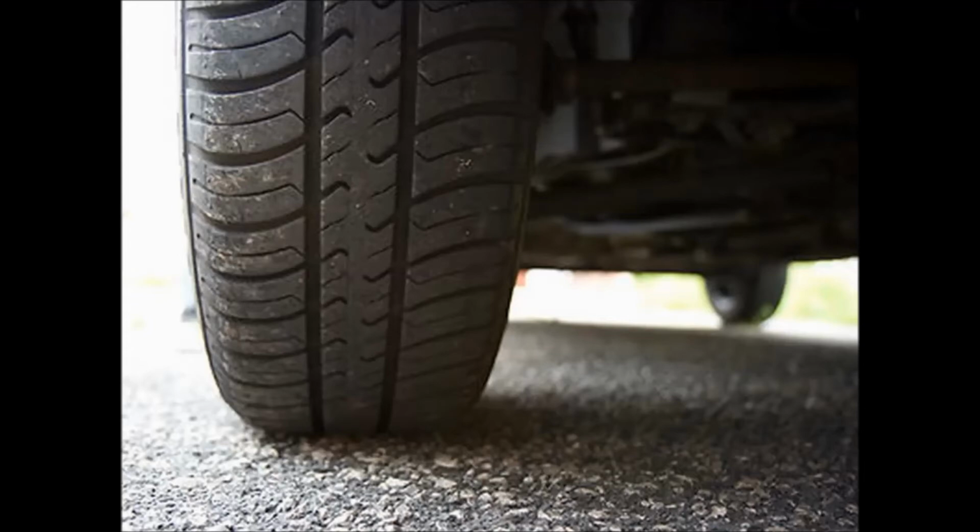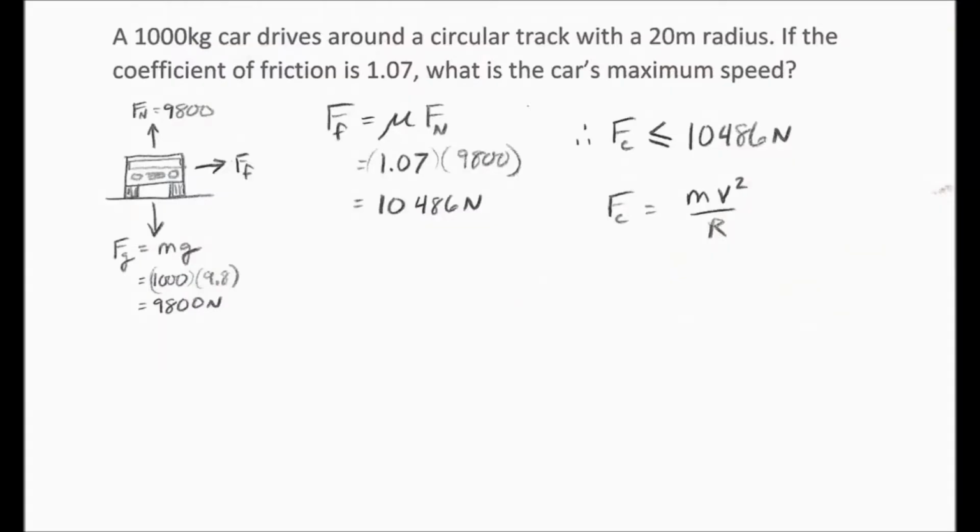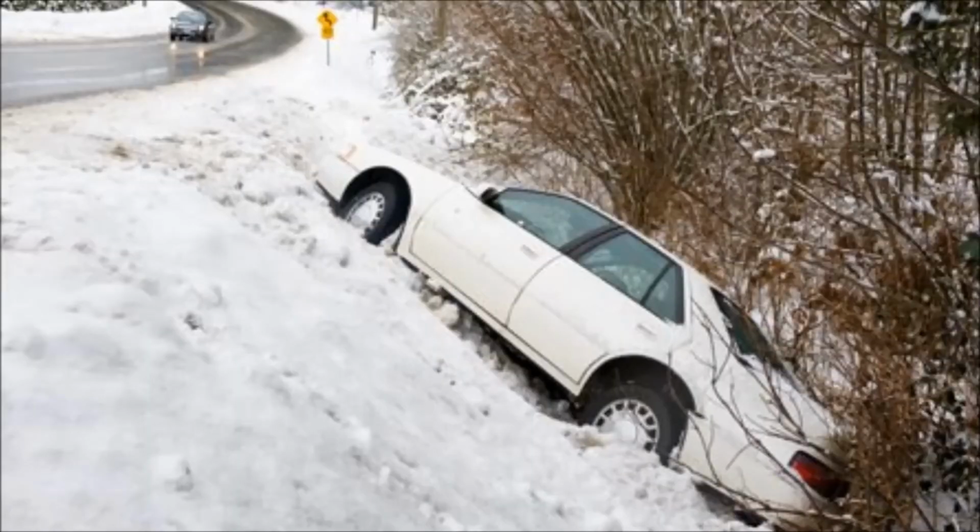Doesn't really matter. Since that force is the only horizontal force, the centripetal force has to be less than or equal to this value. If we need a centripetal force bigger than that, well, that's all we've got. We've got a friction force. We don't have any more. So if we try to go too fast and we need a force bigger than that, friction can't provide it. The car's going to slide and end up in the ditch again.